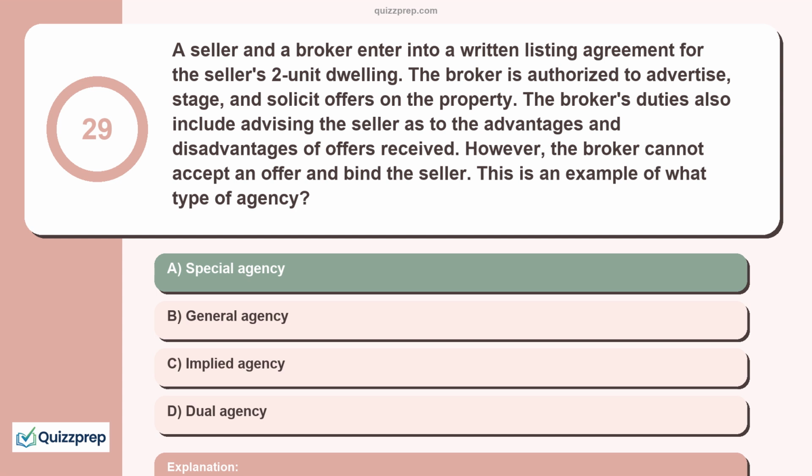D is incorrect. A dual agency occurs when the agent represents more than one party to the transaction, for example, representing both the buyer and the seller in a purchase transaction. There is no dual agency scenario presented in this fact pattern. Note, some states legally prohibit dual agencies.